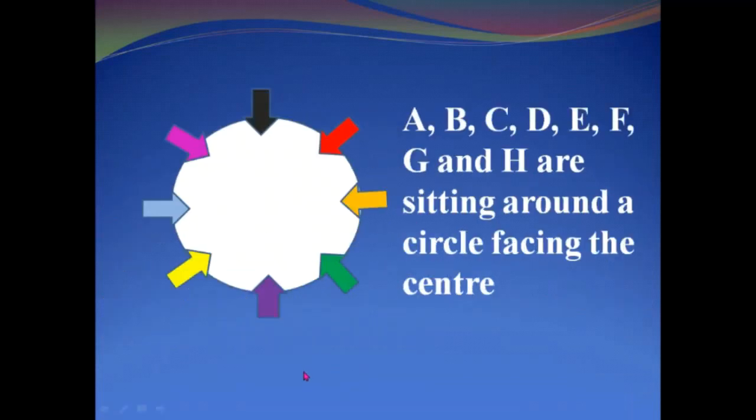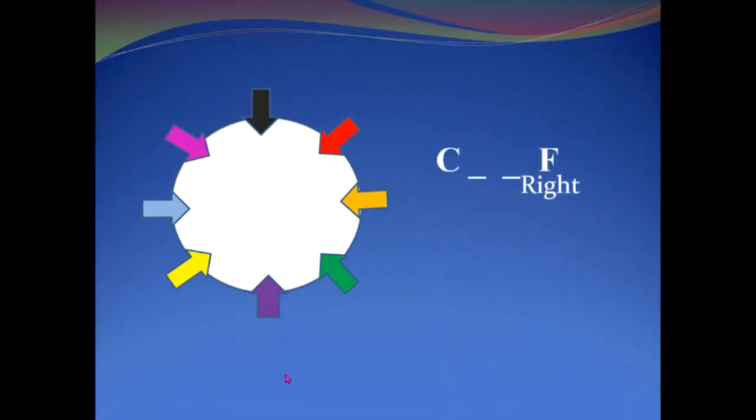Let us start. As per the given statement, A, B, C, D, E, F, G and H are sitting around a circle facing the center. So I can draw this type of arrow mark so that we can conclude all are facing the center. According to the second condition, F is third to the right of C. I can place C here. So 1, 2, 3. F will be here.